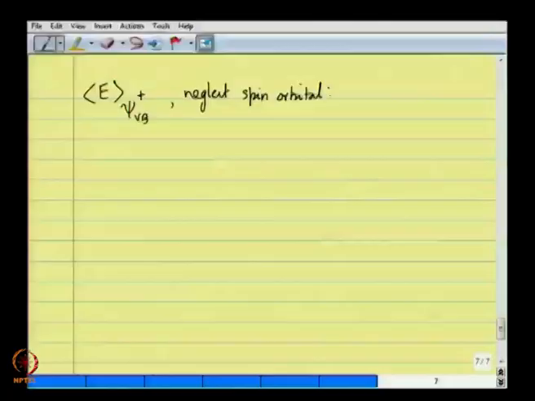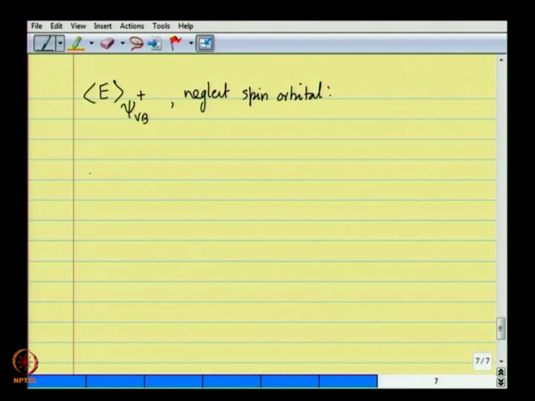Okay. So, let us write this energy as the integral, with the normalization constant 1 by 2 into 1 plus S square.